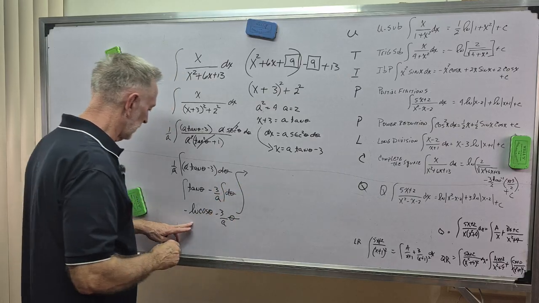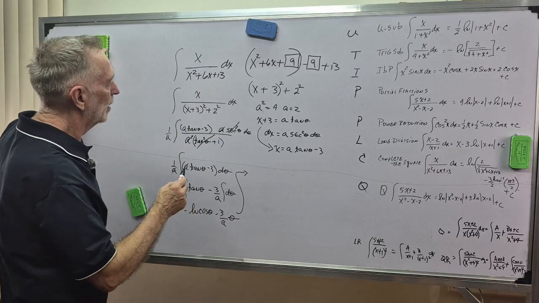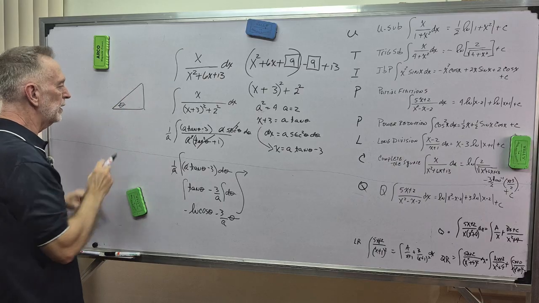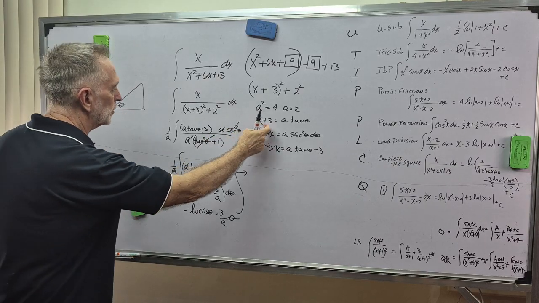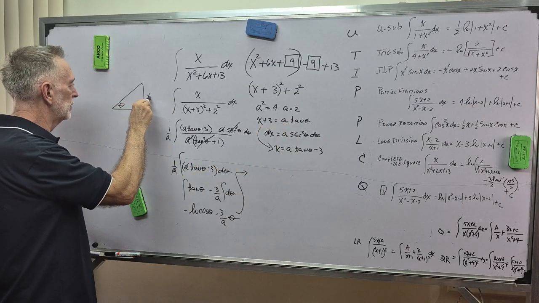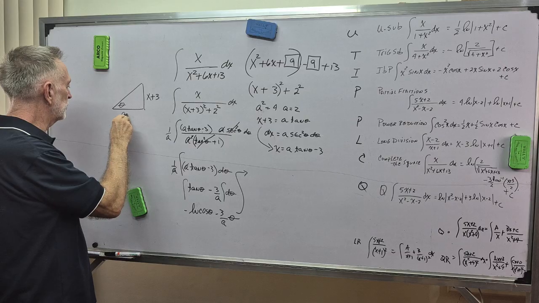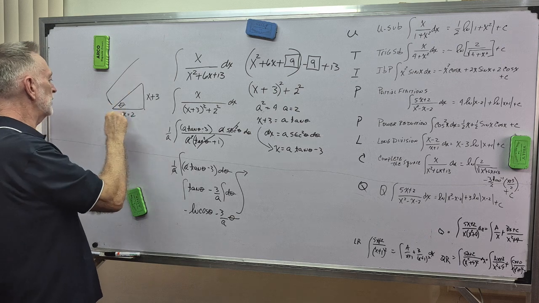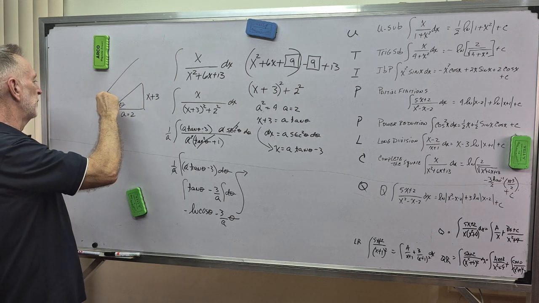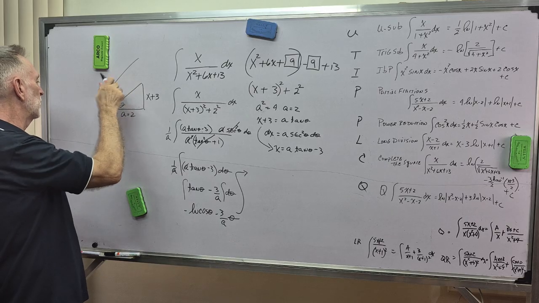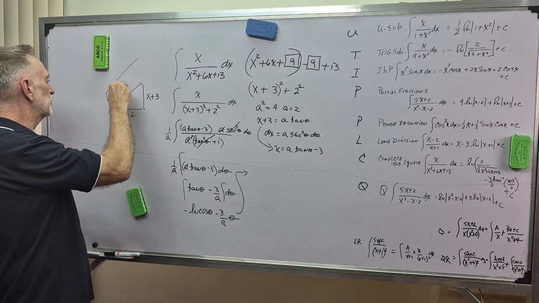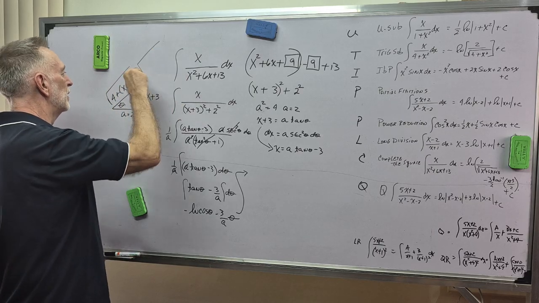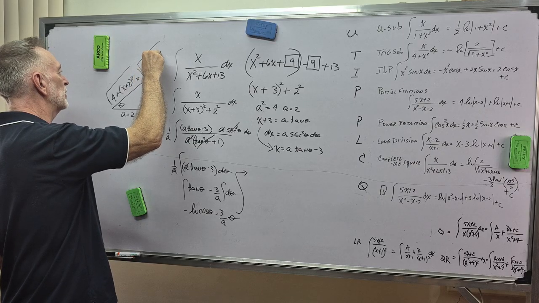Let's go up here. All right, what did we have? We draw our triangle. Put theta in that corner. So x plus 3 over a was tangent. So the opposite over the adjacent, and a was 2. So that gives me a squared plus x plus 3 squared. So a squared, which is 4, 4 plus x plus 3 squared. And we know this to be x squared plus 6x plus 13.